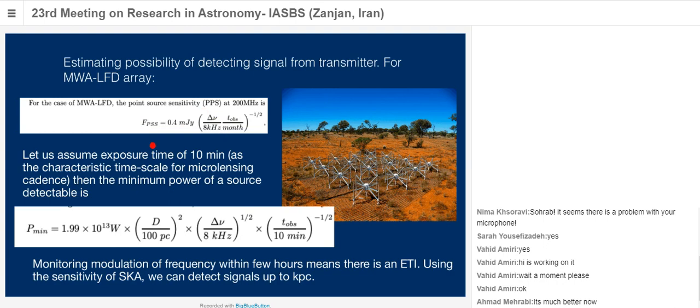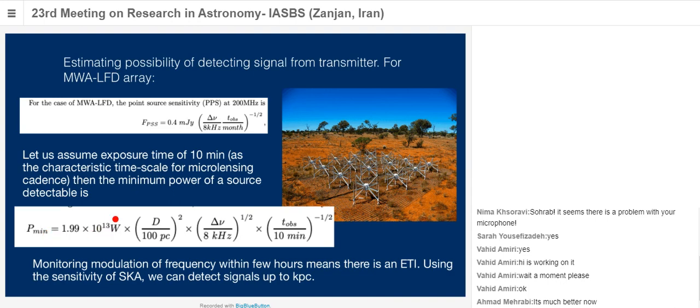In gravitational microlensing, our exposure time is 10 minutes, because that's optimized for the caustic crossing. So all the telescopes have a cadence or exposure time of 10 minutes, if we include the readout time for the CCD. And this is optimized for the caustic crossing. So if we adapt that observation strategy and take the 10 minute exposure time for the caustic crossing of a planet crossing the caustic line of a binary system, then this is the minimum power that we can detect.